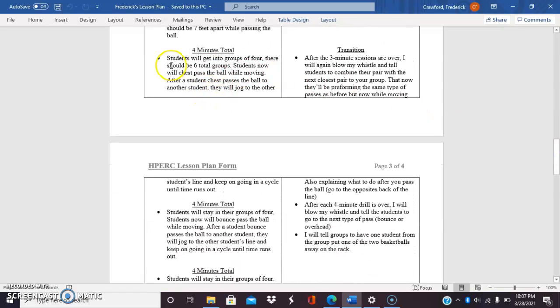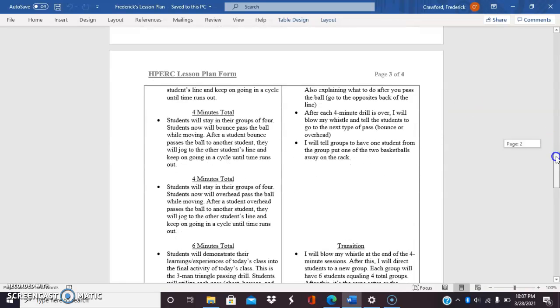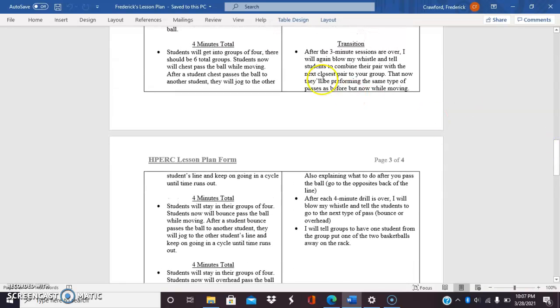So it's another 3 4-minute segments again. Students will get into groups of 4. There should be 6 total groups. Students now will chest pass the ball while moving. After a student chest passes the ball to another student, they will jog to the other student's line and keep on going in a cycle until time runs out.